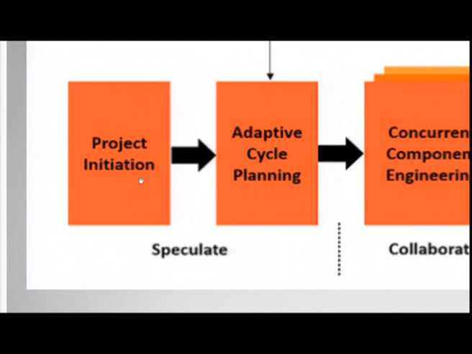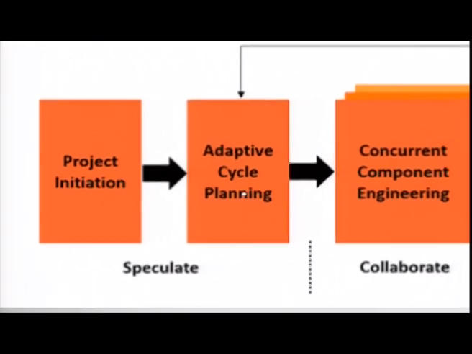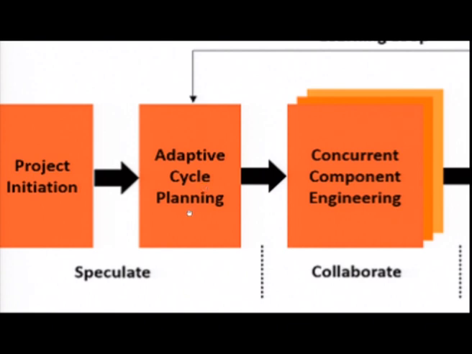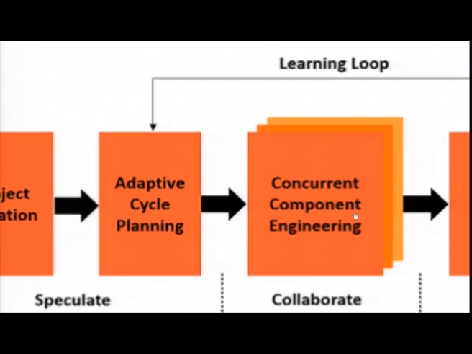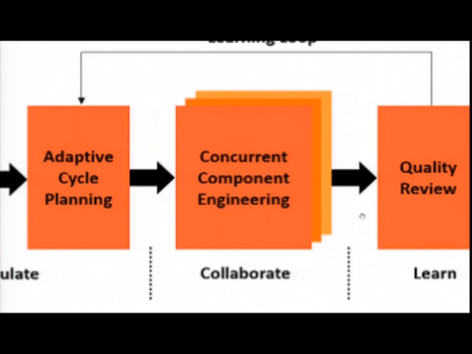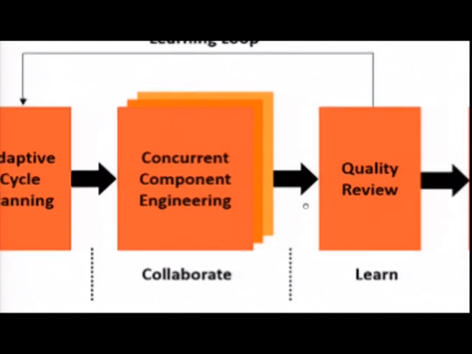After the project initialization, you do adaptive cycle planning, then you start creating components concurrently. How do you do it concurrently? It is because you have collaborated. It is because your team members work in a collaborative means. So, you collaborate and you do concurrent component engineering, and then after you collaborate, you make a quality review. When you do quality review, you learn a lot.